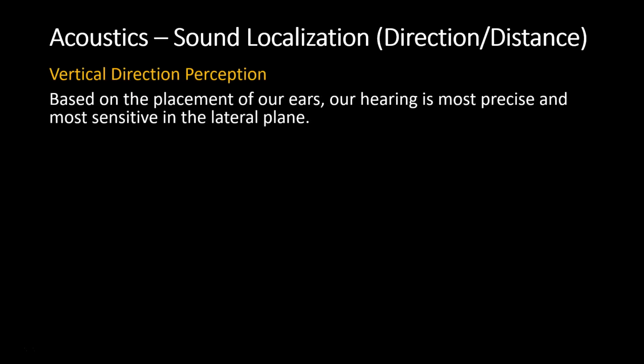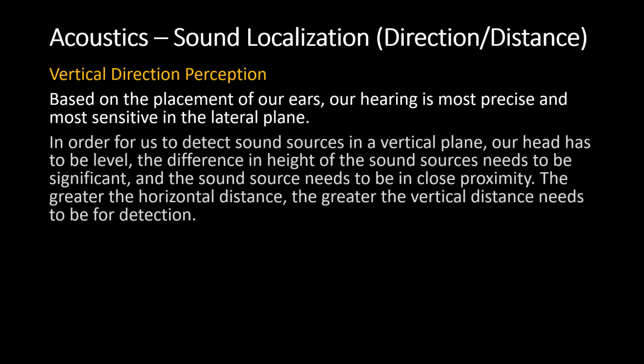Now, vertical direction perception. Most of our sound perception is in the horizontal, meaning the sounds are placed in a plane to the left or right or in front of us. We also can hear, to some extent, sounds that are in the vertical direction, but it's most sensitive in the horizontal. In order for us to detect sounds in the vertical plane, our head has to be level, and the difference in height of the sound sources needs to be significant. The sound source needs to be close to us. It cannot be far away.